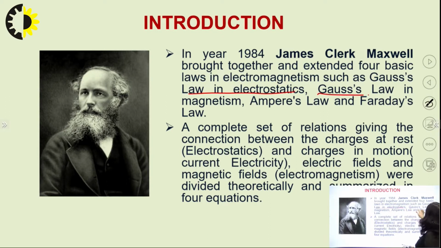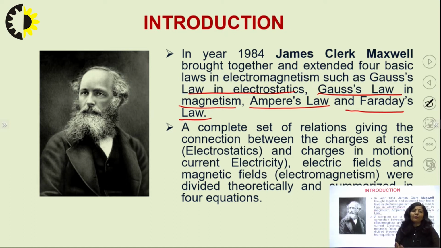The second equation is the differential form of Gauss law in magnetostatics. The third one is the differential form of Ampere's law. And the fourth one is the differential form of Ampere's law, but in modified form. So basically you have four equations, and those four equations are the differential forms of four different laws of electrostatics and magnetostatics.